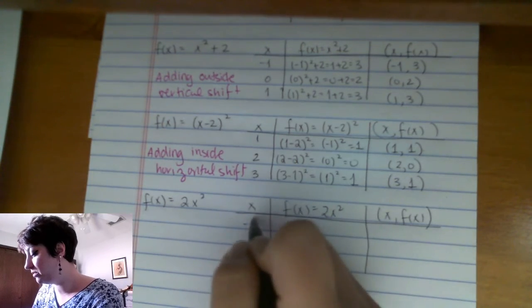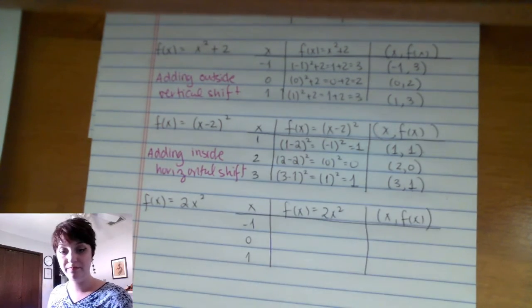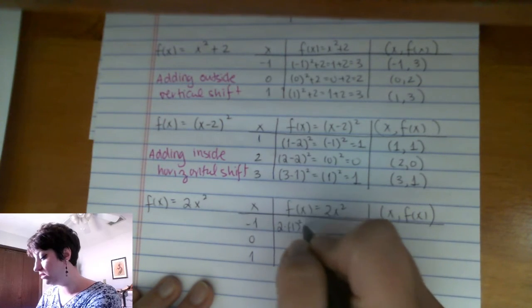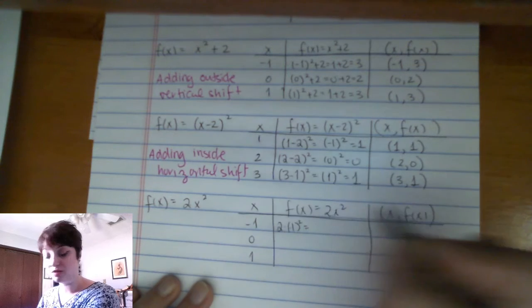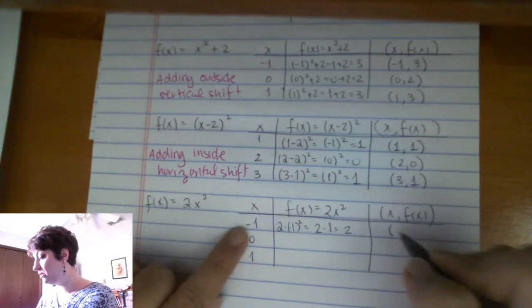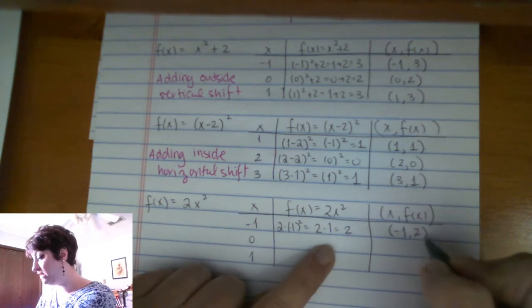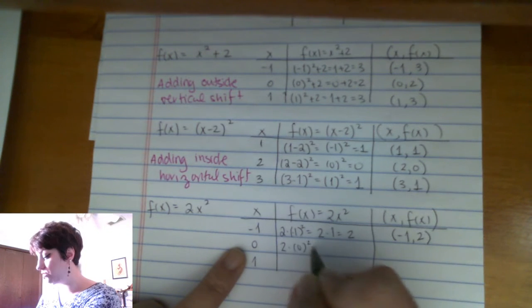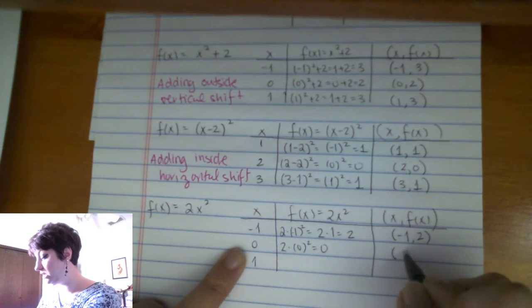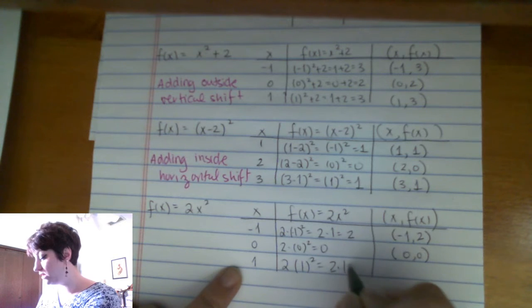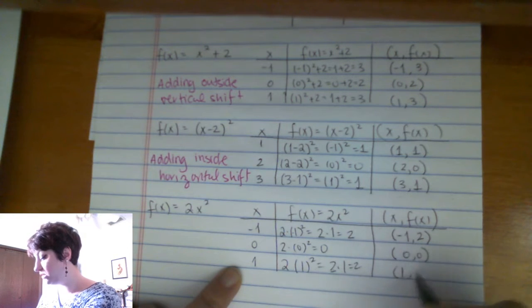Okay, I'm going to pick negative 1, 0, 1 again. So what happens? I do 2 times something squared. So I square the thing, which gives me 1, and then I multiply. So what changed? Not my x's, just my y values. 2 times 0 squared is still 0. So in came 0, out came 0. Then I have 2 times 1 squared, which is 2 times 1 equals 2. So in went 1, out came 2.